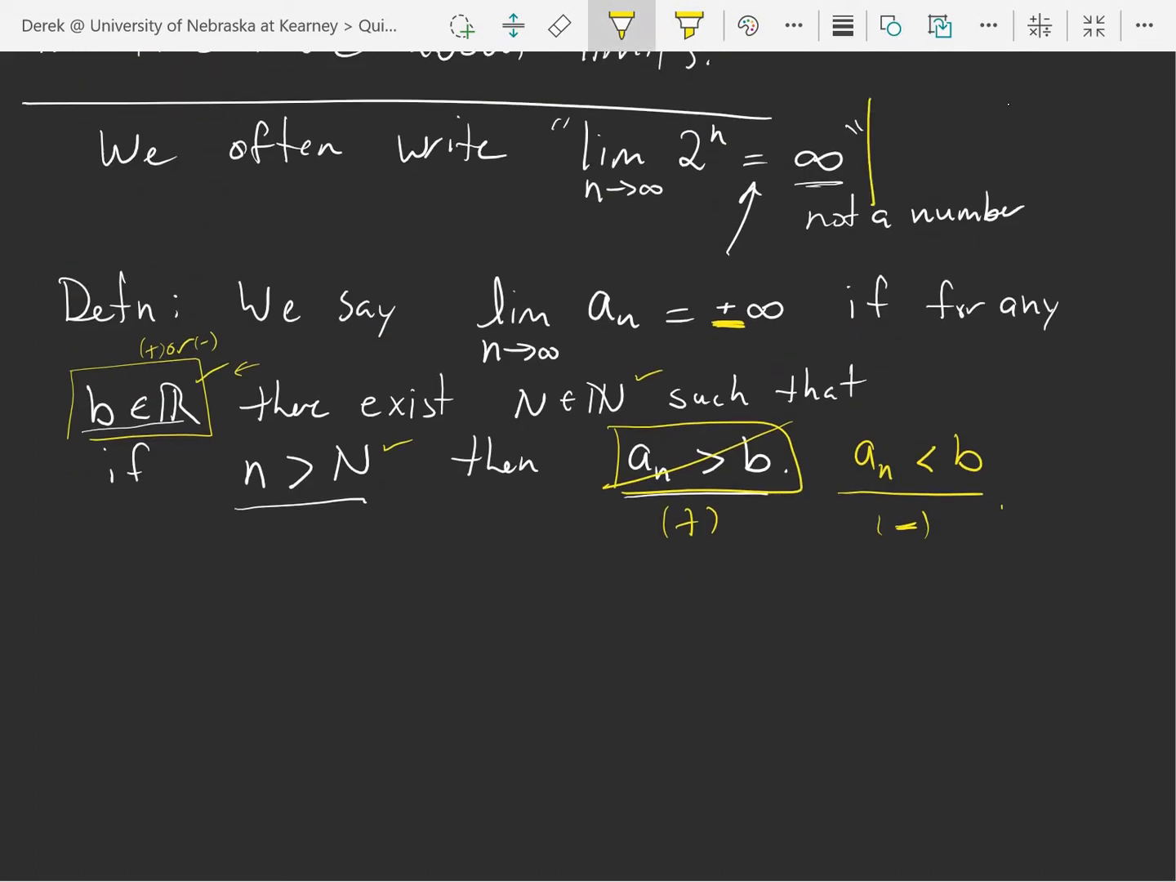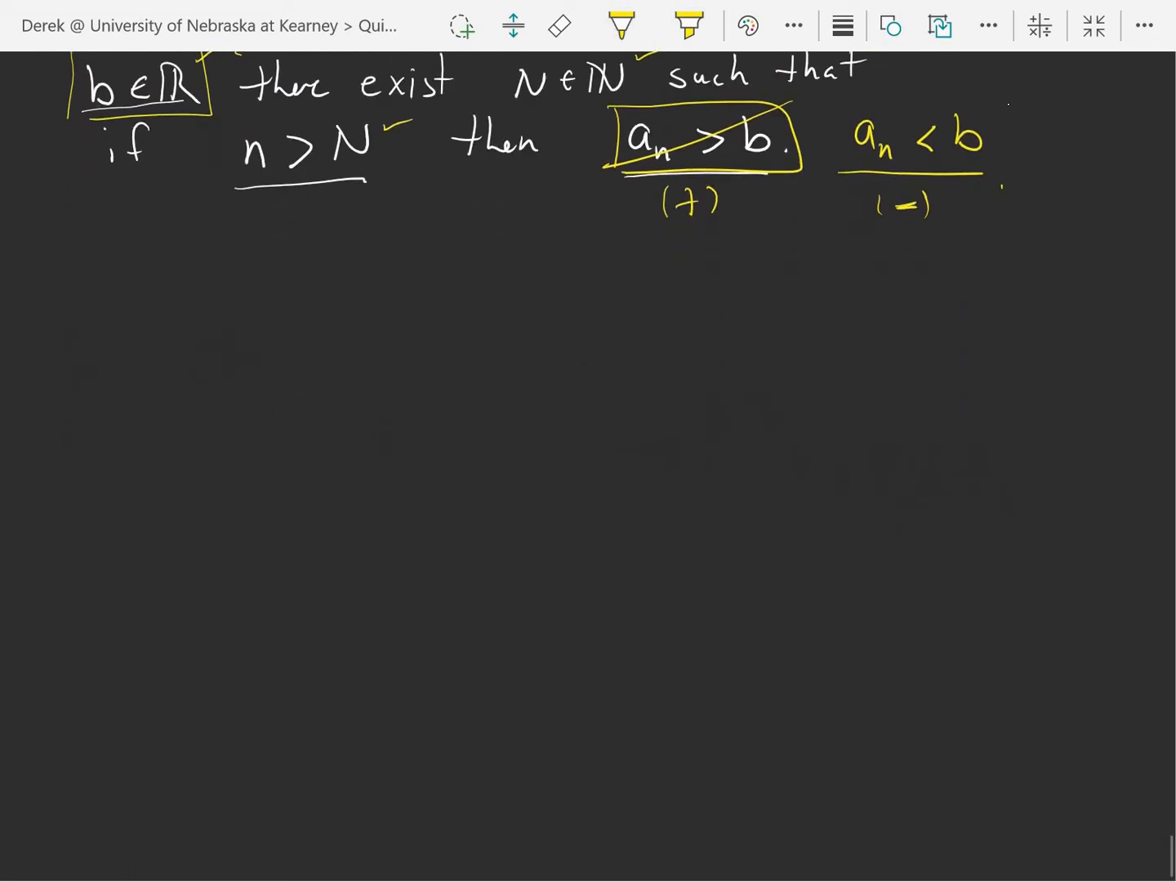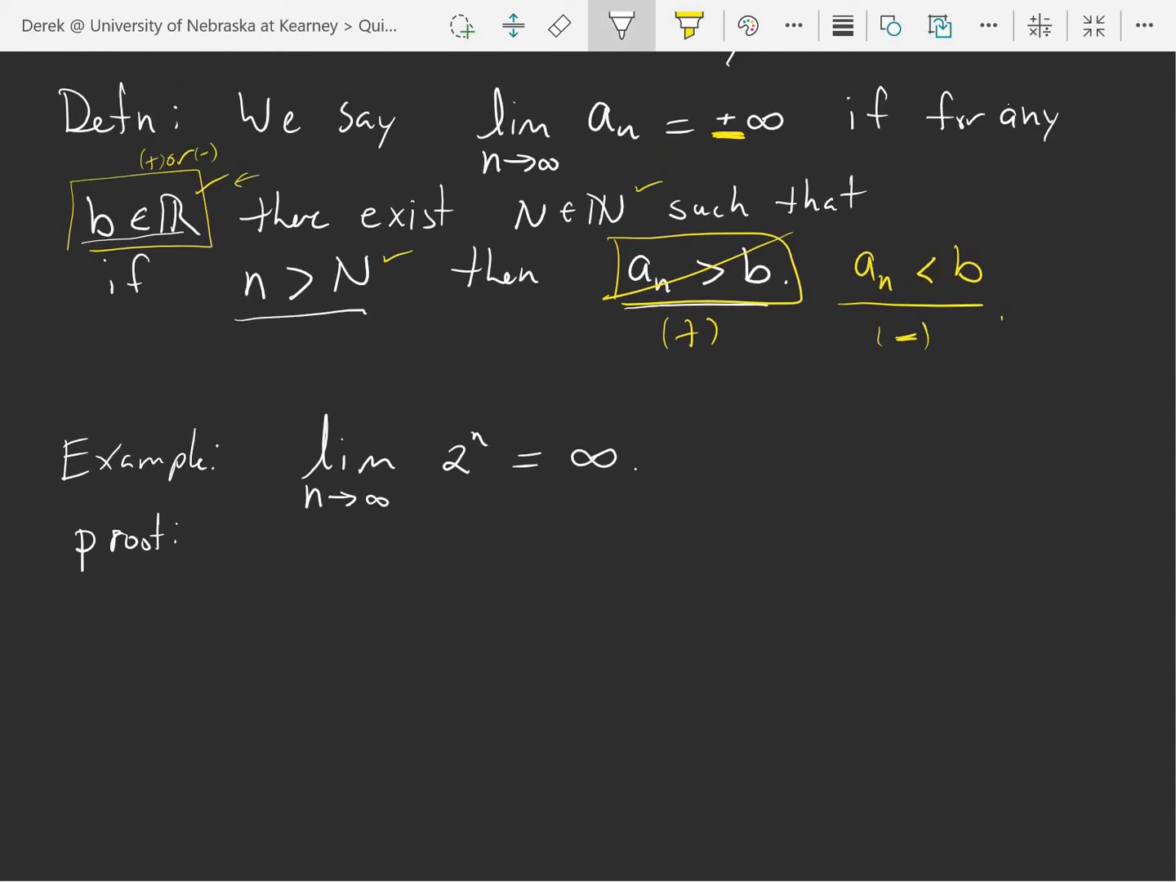Let's prove this example right here. The limit as n goes to infinity of 2 to the n equals infinity. So, proof. What we have to do to use this definition is take any bound that I can think of. So let b be a real number. And I have to say how far out in the sequence I need to go for that real number to be below the rest of the sequence.